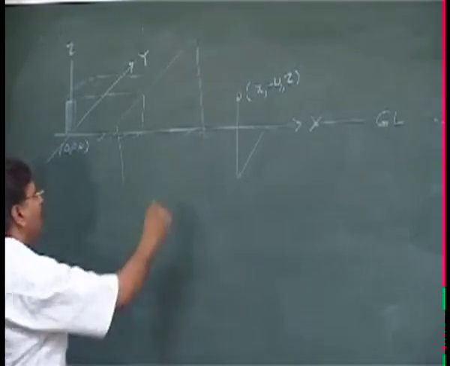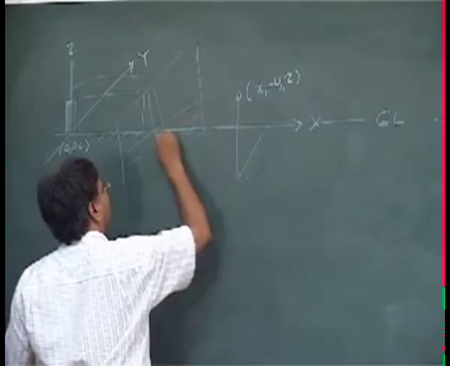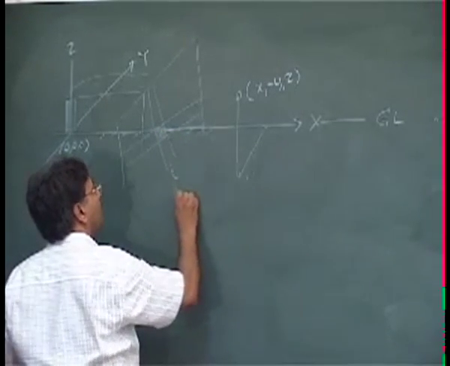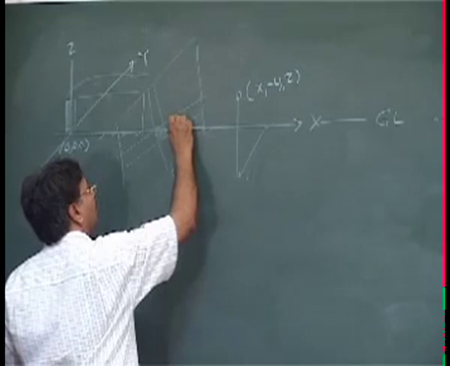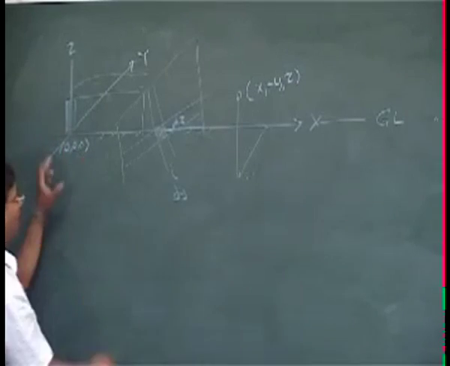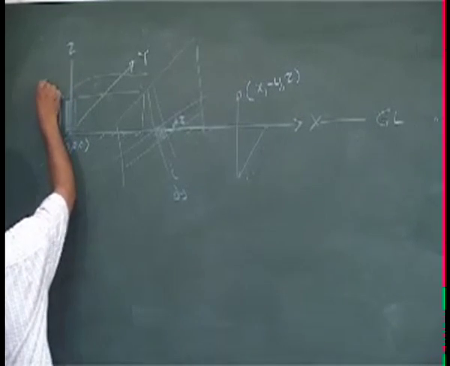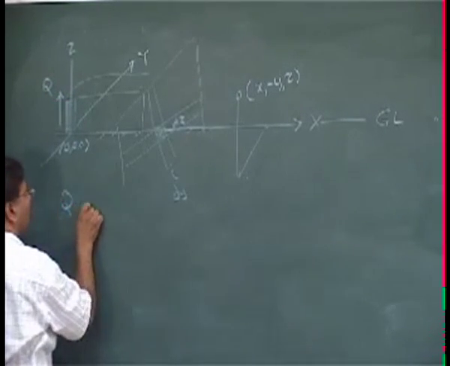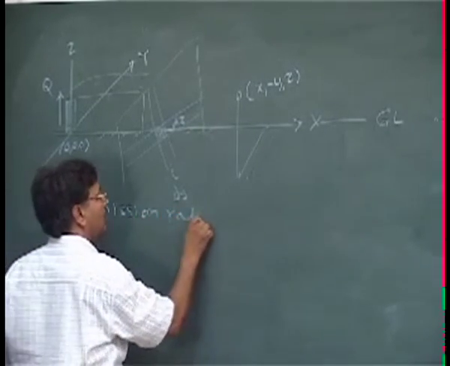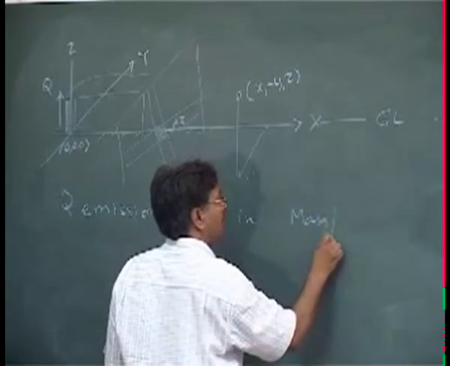So if that is my infinite plane, and if I take one strip this way in the plane, and the other strip this way, this will be my dy and this will be my dz. Let's see. The emission rate here, I am calling this Q. Q is the emission rate in mass per time.